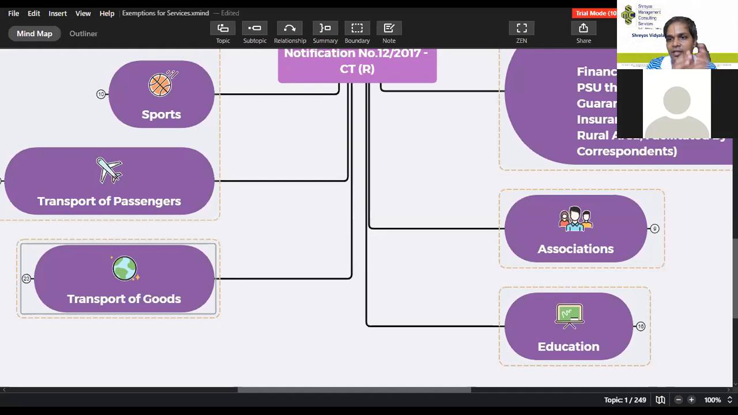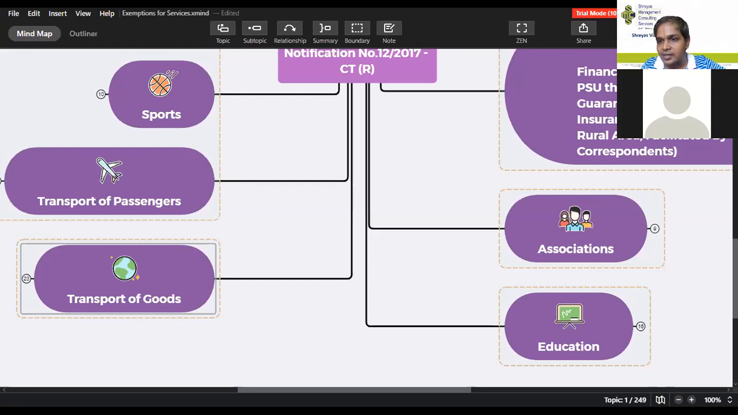Okay, so let me break down the answers. The answer is it is exempt because the amount is 600 rupees per consignment. When there are multiple consignments in one transport, the limit is 1,500 rupees. If there are multiple transports being done, each transport is one consignment, and then the limit is 750 rupees. Less than 750 rupees, it is exempt. So that's what we are trying to say.